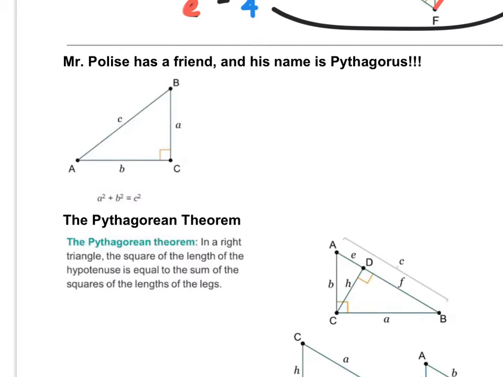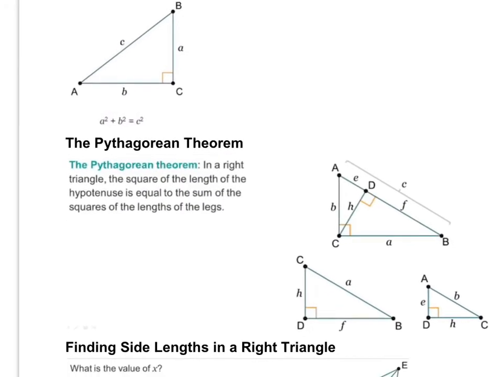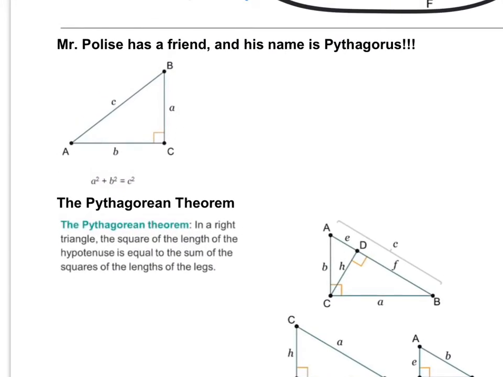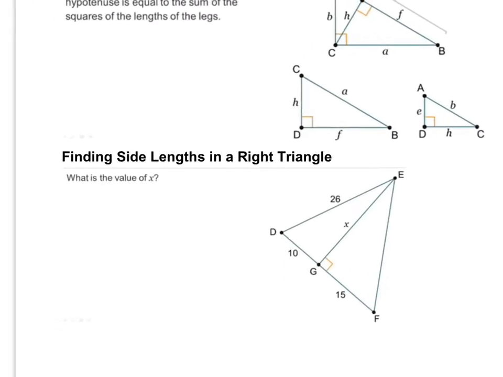All right. So what we have, the theorem says that in a right triangle, the square of the length of the hypotenuse is equal to the sum of the squares of the lengths of the legs. And you've probably seen this before, okay? Now, we're going to use this a lot. We're going to use it in the next unit quite a bit. It's really fun, and get used to it because I won't take no for an answer, all right?